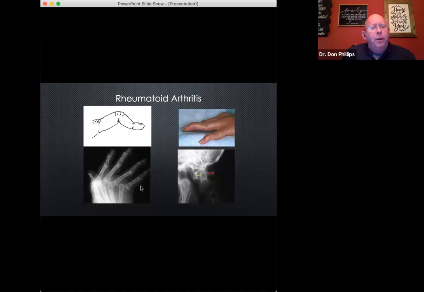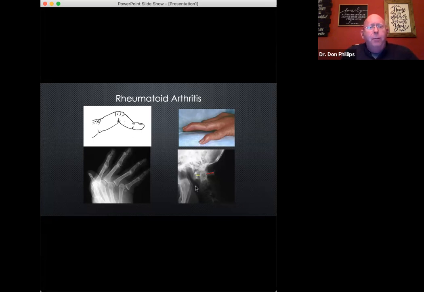On the bottom left here, you have an example of an x-ray of somebody's hand. I have seen this so many times in these little ladies in their 70s and 80s that have so much rheumatoid arthritis that their hand is just so malformed. So, something for you to look at.